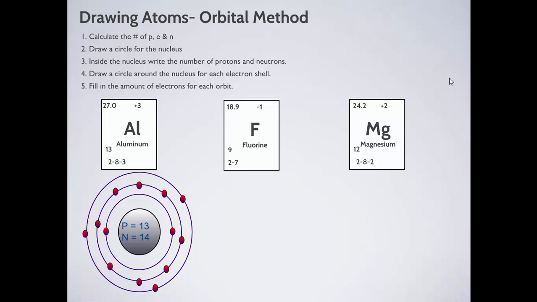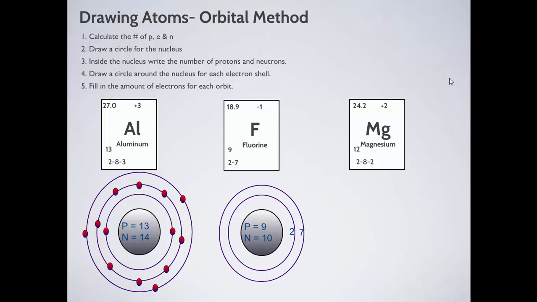So could you do the same for fluorine? How many protons in fluorine? 9. How many neutrons? 10. How many electrons in the first shell? 2. And the second shell? 7. So the other way we sometimes do this is rather than draw the actual circles, we can write in numbers there, just showing that there are various amounts of electrons in the shell.